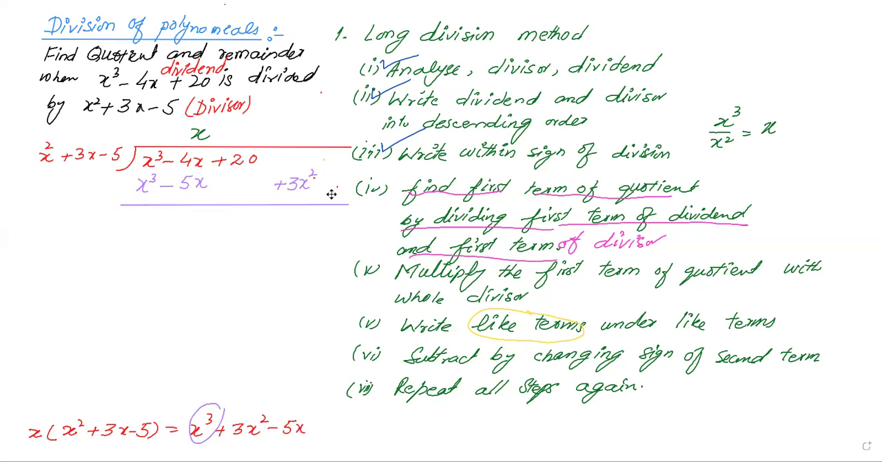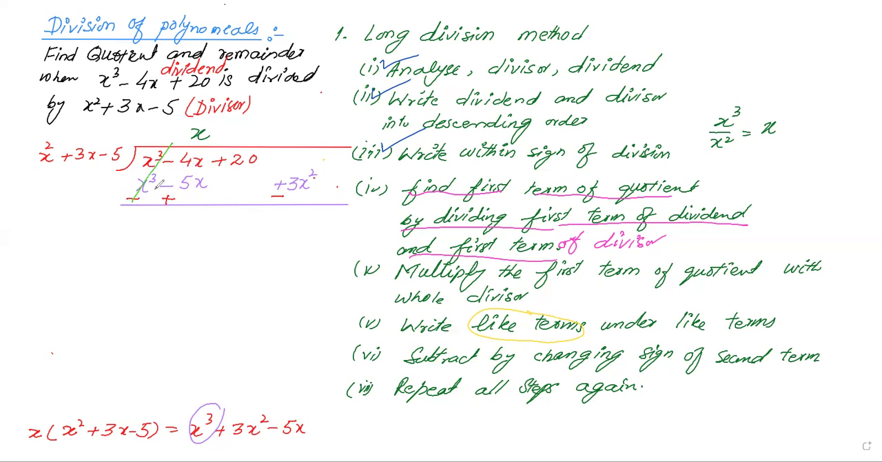Change the sign of the second term. So the sign of x cubed is plus, it becomes minus. The sign of 5x is minus, it becomes plus. The sign of x square is plus, it becomes minus. The first term always cancels out. So the first term will be cancelled out.